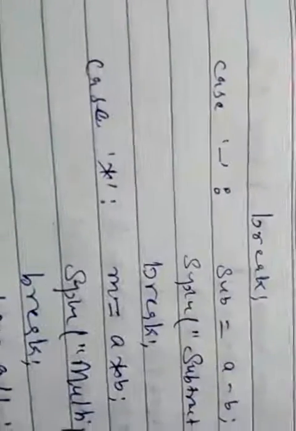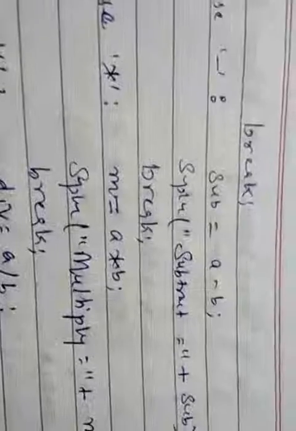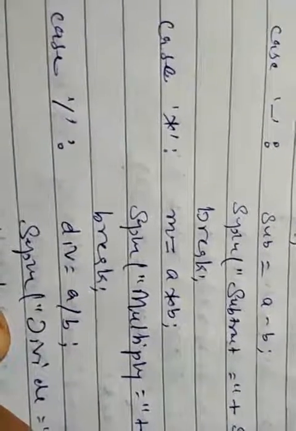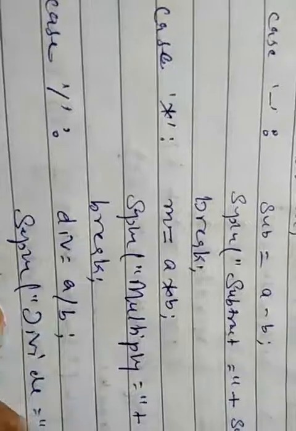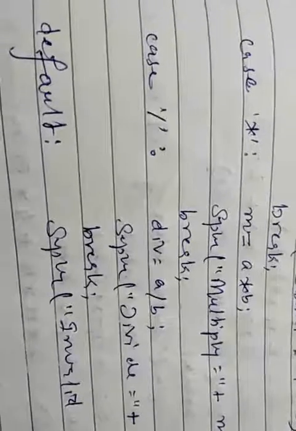Now the next case is subtraction, so we are using the minus in single quotes. Subtraction: subtract equals a minus b, and we are printing subtract equal sub, and break. The third case is multiplication: m equals a into b, multiply equals m. And the last case is divide, where we are using slash: divide equals a slash b, division equals div. Break, and last, the default case, where we will print the invalid choice here.